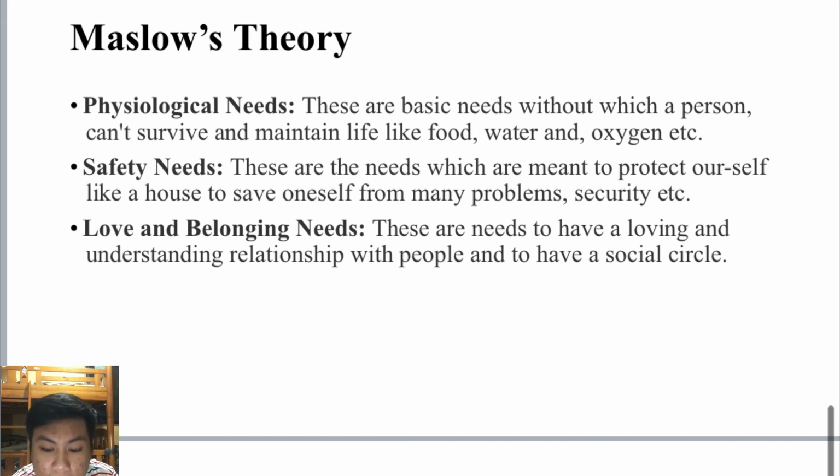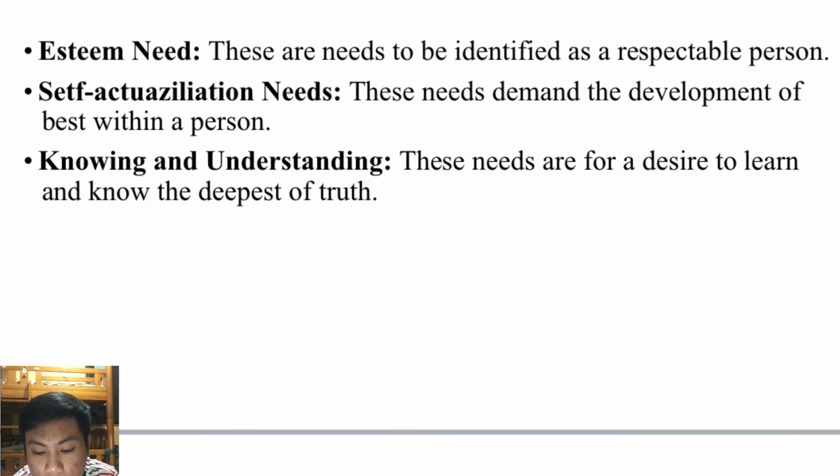Next is safety needs. So these are the house and the things that make us feel that we are secure. Next is the love and belonging needs. So this is for our loved ones and the persons that we care for the most. Next is esteem needs. These are needs to be identified as a respectable person. Self-actualization needs demand the development of the best within a person.